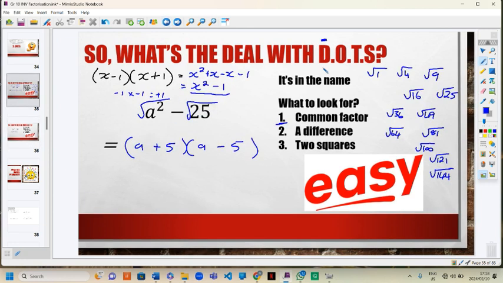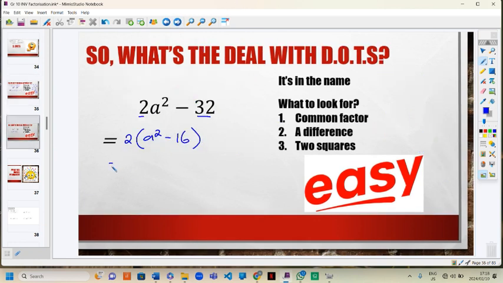Let's go back to the slide. Yes, 16 is a perfect square, so I can keep the 2 there. I always open up 2 brackets. What are the signs for ever and always for difference of 2 squares? Plus and a minus. Square root of the first term, a and a. Square root of the last term, 4 and 4.